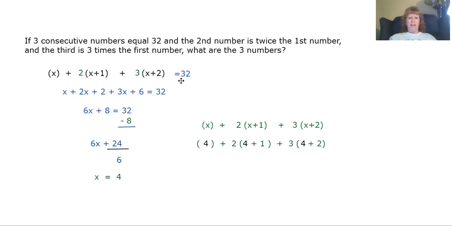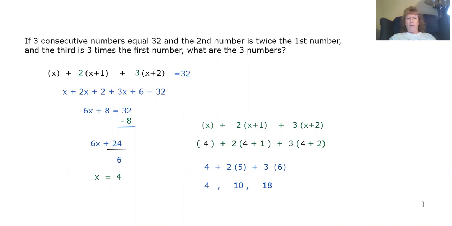So the first number is going to be 4. And then I'm just going to use the order of operations here to solve for the next 2. 2 times 4 plus 1 is 10. And 3 times 4 plus 2 is 18. Then my first number is 4. My second number is 10. And my third number is 18. So those are the 3 consecutive numbers that total 32.